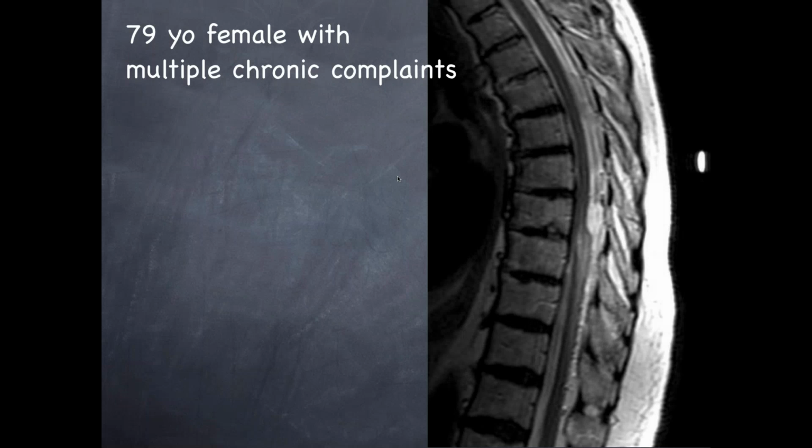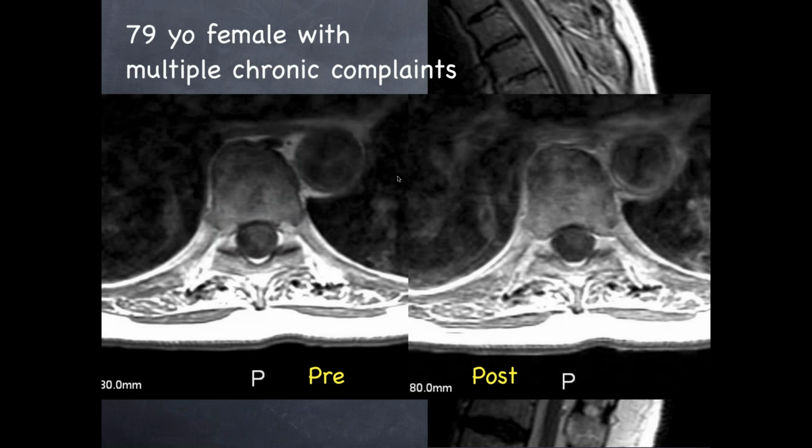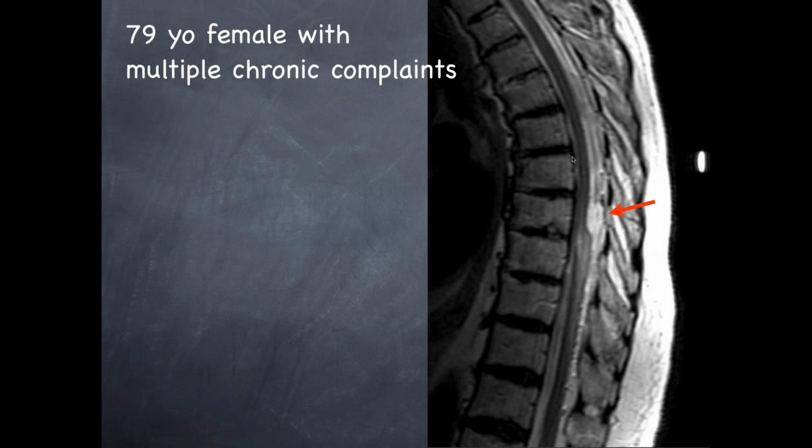7-year-old female with multiple chronic complaints. So we have enlargement of the CSF space in the mid-thoracic spine posteriorly, some compression of the cord with increased signal in the cord more inferior. Okay, just prominent CSF space. So we can see these two things here. There's something funny going on right in here.